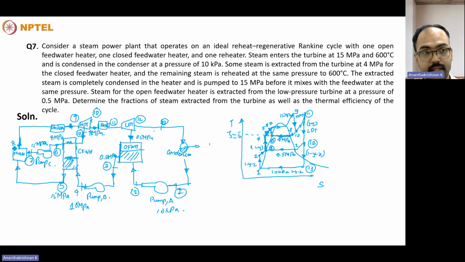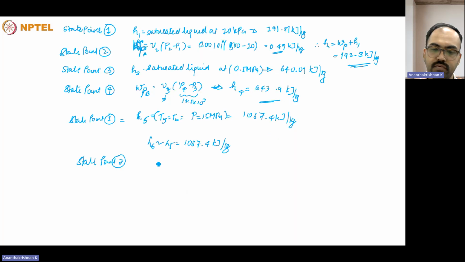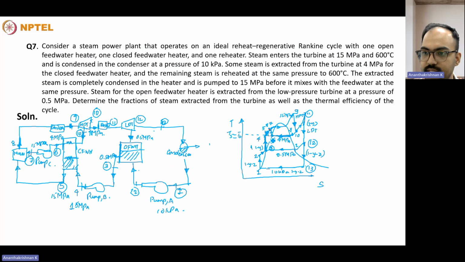The enthalpy at state point 7 will be this particular point where the condensed liquid will be pressurized up to 15 megapascal, and the specific volume of 7 will be the same as that of specific volume of 6.